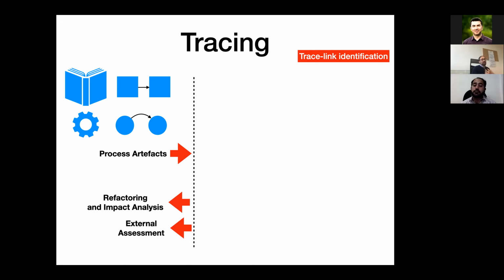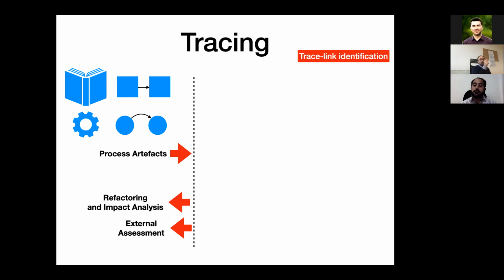There is another very typical task of NLP-4RE, that is tracing. In my software process, I don't just produce requirements and software, but I also produce several other artifacts like models and other documentation. And I want, of course, to trace this documentation together, as this can be useful for external assessment. For example, for safety critical products, you are obliged to trace all of your requirements to the architecture and down to the source code, but also for doing impact analysis and refactoring.